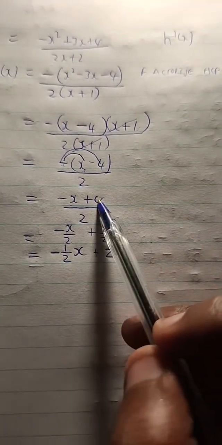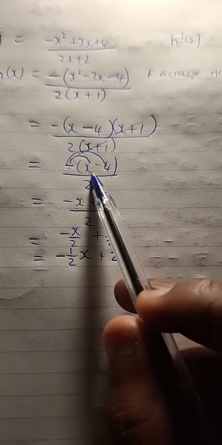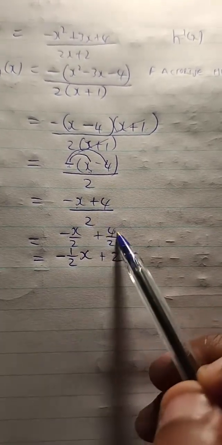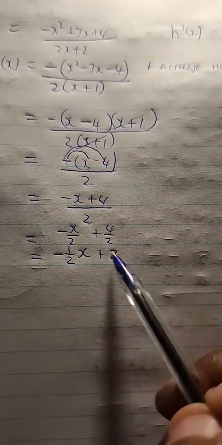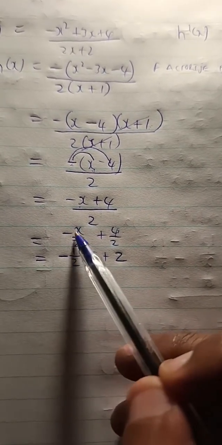So negative x plus 4. Then there's a 2 in the denominator. So you can write this as negative x over 2, split it, plus 4 over 2, split it. Then 4 divided by 2 is 2. Negative x over 2 you can write as negative half, the coefficient, with the x variable. That is h of x.